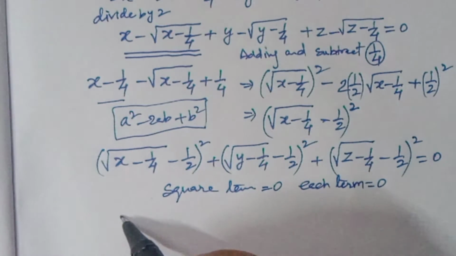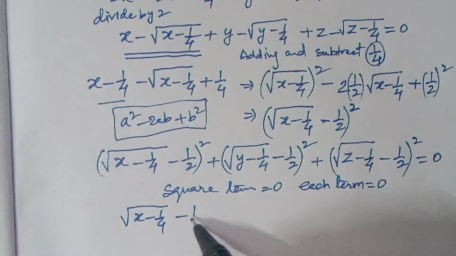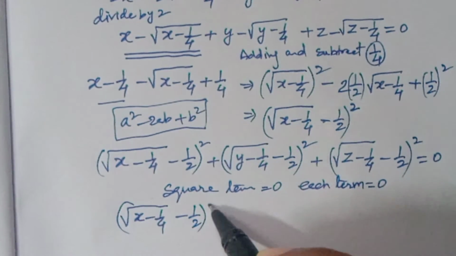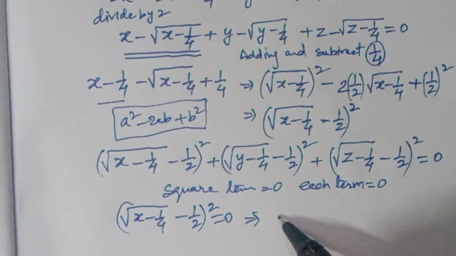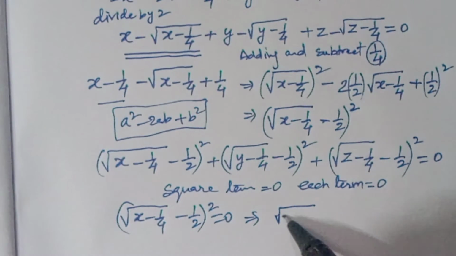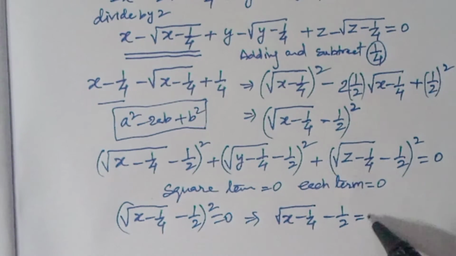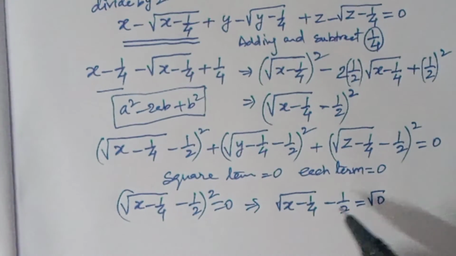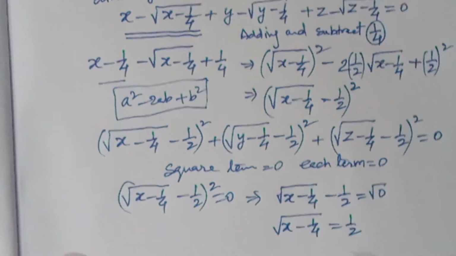So here what we are doing: (root of x minus 1 by 4 minus 1 by 2) whole square equal to 0. Taking the root, we get root of x minus 1 by 4 minus 1 by 2 is equal to 0. So root of x minus 1 by 4 is equal to 1 by 2.